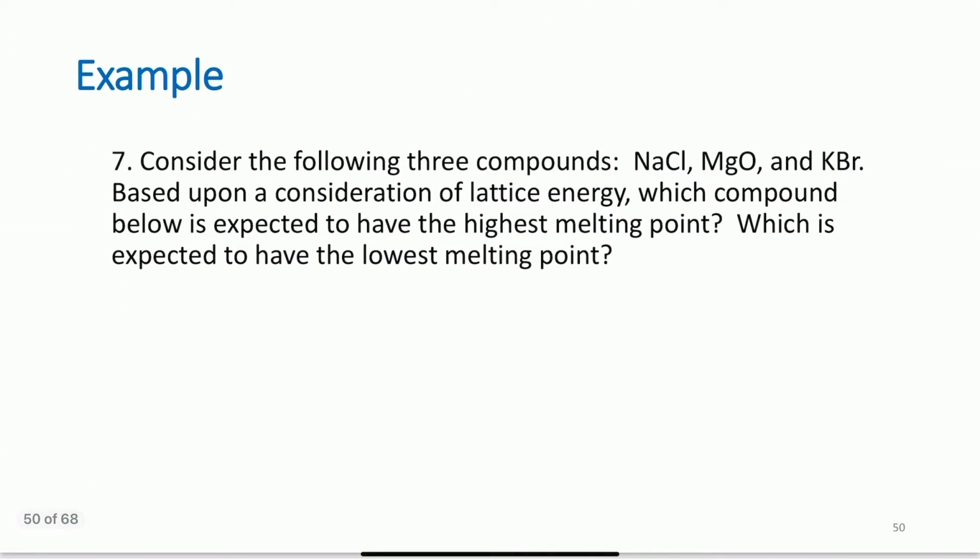Consider the following 3 compounds, NaCl, MgO, and KBr. Based upon a consideration of lattice energy, which compound below is expected to have the highest melting point, which is expected to have the lowest melting point? Remember, melting point is related to how much energy it takes to break apart that lattice. So higher lattice energy, higher melting point.